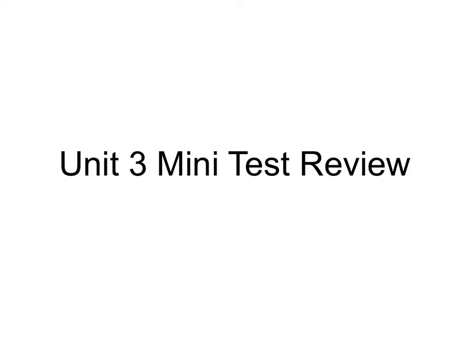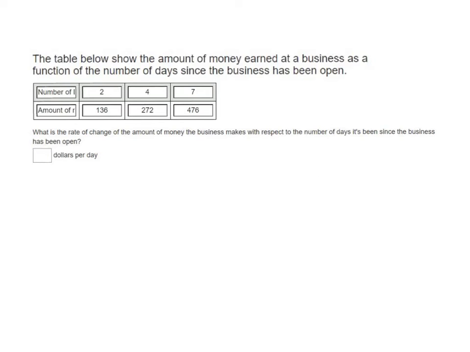Okay, this is the second half of going over the problems on the Unit 3 mini test review. This problem says that the table below shows the amount of money earned at a business as a function of the number of days since the business has been opened. So you have the number of days since the business has been open, and the amount of money earned. Now the question says, what is the rate of change of the amount of money the business makes with respect to the number of days it's been since the business has been opened? And it's asking for dollars per day.